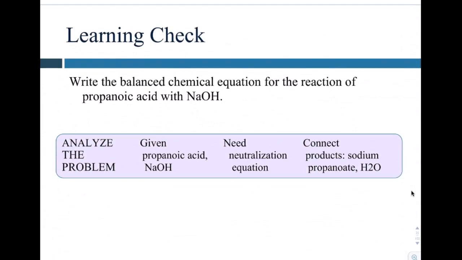We'll go ahead and write an equation. Let's see what happens when we put propanoic acid with sodium hydroxide and see the double replacement that we're going to get here. It's a neutralization reaction. So pause and give it a shot.